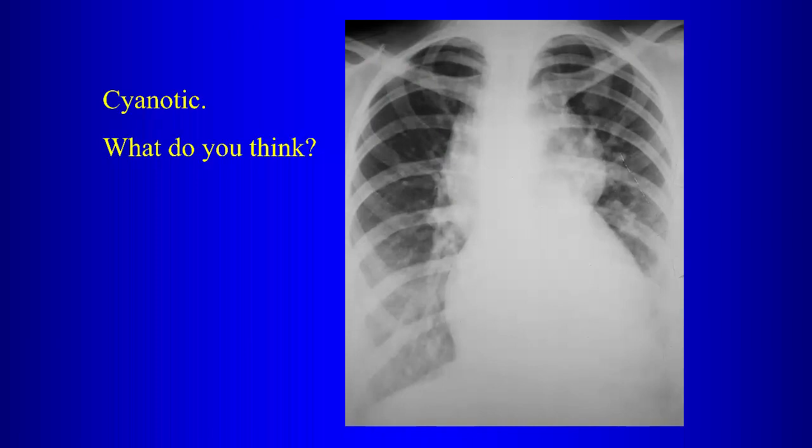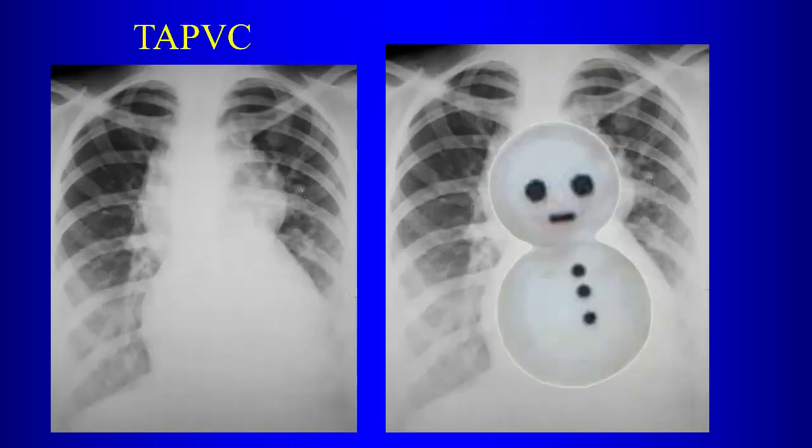The snowman sign. So the snowman appearance, right? The snowman appearance is associated with total anomalous pulmonary venous return type what? Type 1. A number between 1 and 9. Type 1, supracardiac total anomalous pulmonary venous return. So total anomalous pulmonary venous return type 1, supracardiac, is associated with the snowman configuration on the plain film.